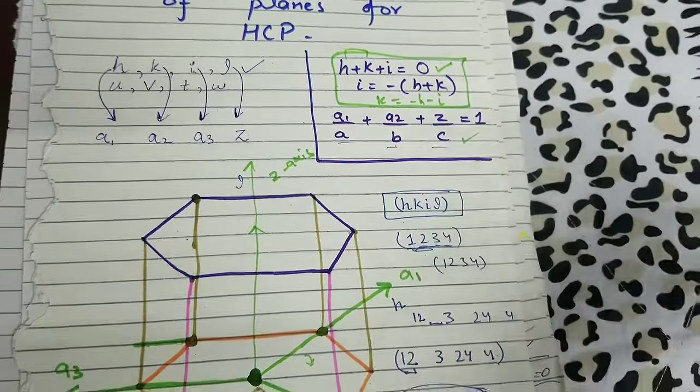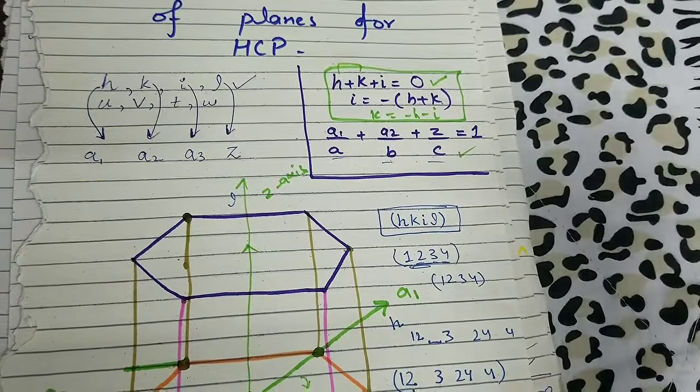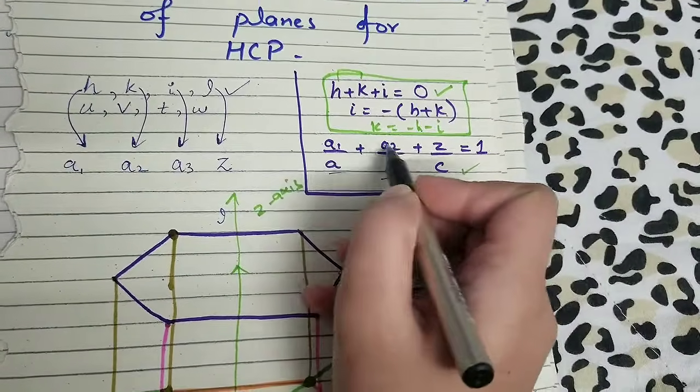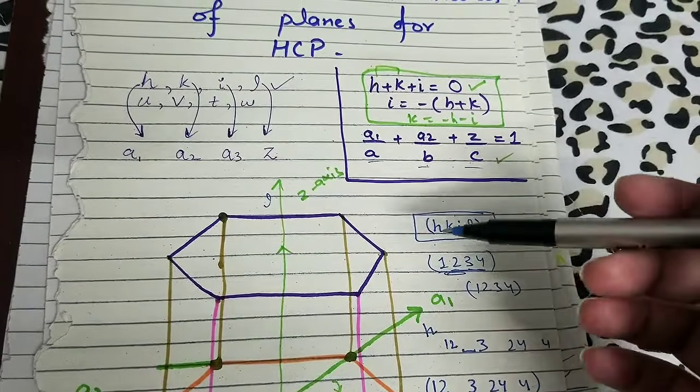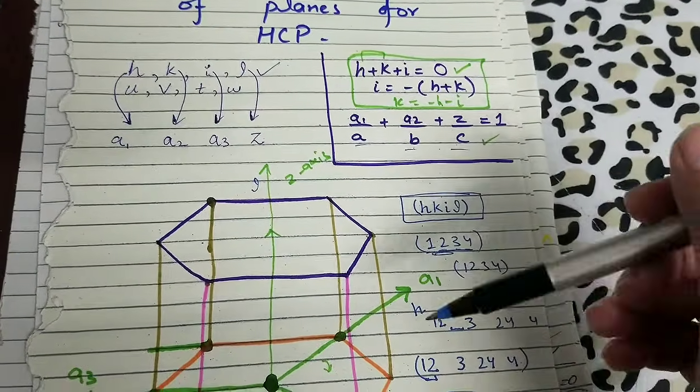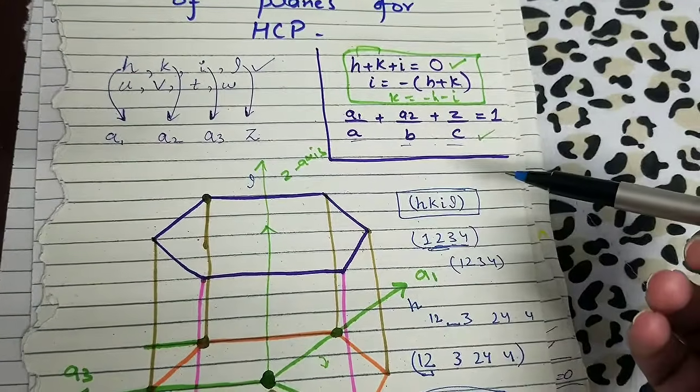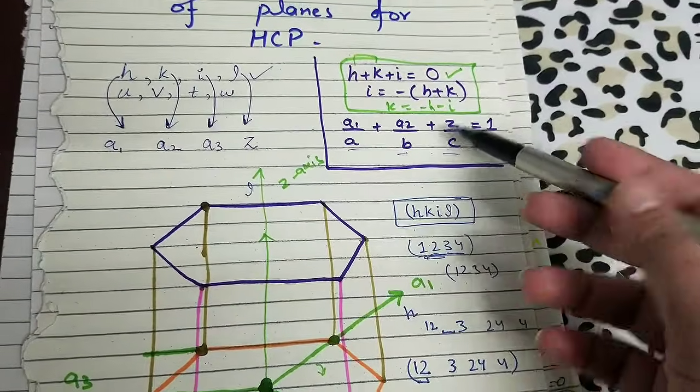Once we know the intercepts, we can easily know the Miller-Bravais indices. And here A1, A2, and Z are any point on the plane. Based on our requirement and what we want to find out from this equation, we'll find the appropriate point on the plane and put that point right into this equation.